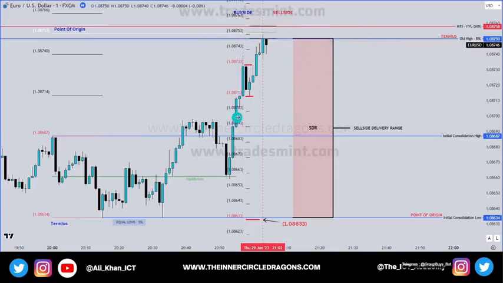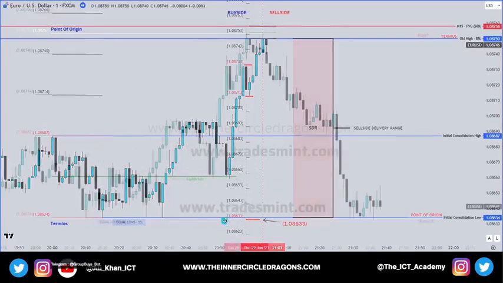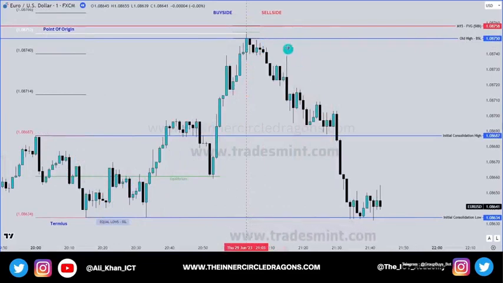If we project deviations lower, we get a deviation of 1.08633, again in close proximity to the last deviation, and again below the equal lows of the initial consolidation. So this again would be a suitable target. Now, for the sake of time, we can see how our sell-side delivery range had printed, taking us back below the equal lows and completing our sell program.